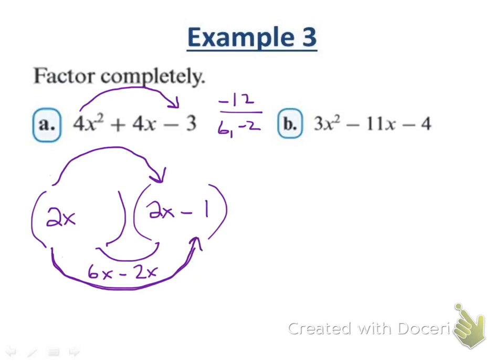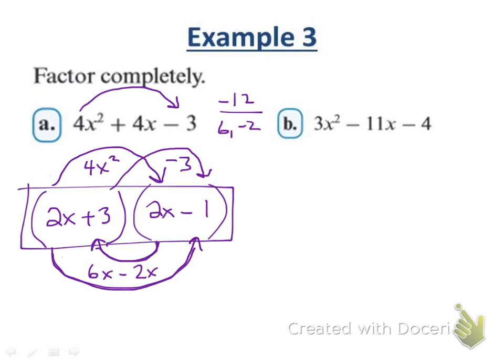Negative 1 to get the negative 2x. And then that leaves me 6x, so I have to do plus 3 here. That's 4x squared. And what's 3 times negative 1? Negative 3. So everything falls right into place.